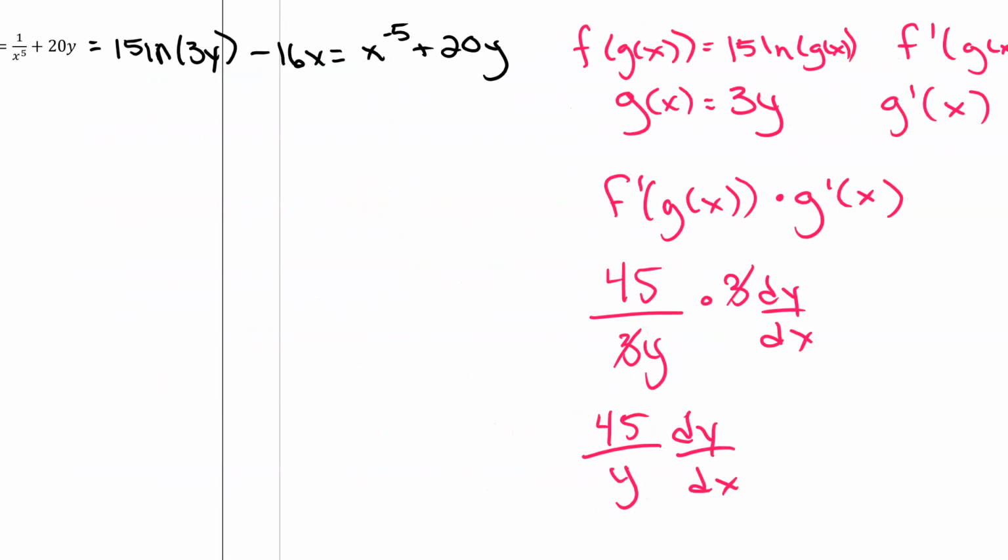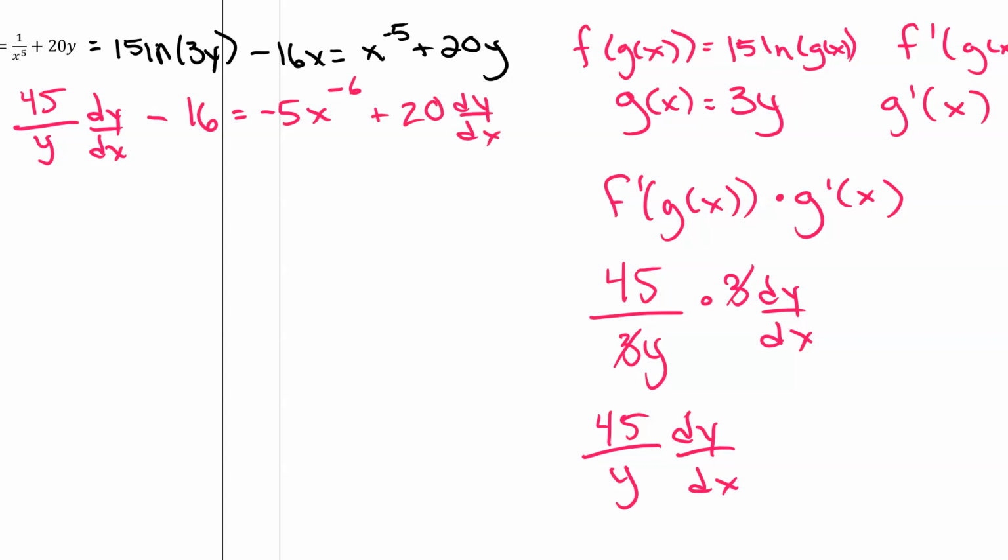All right, so now let's go down our line here. We've got 45 over y dy dx minus derivative of 16x is 16. X to the negative 5th is negative 5x to the negative 6 plus 20y, so 20 dy dx. Move our terms.